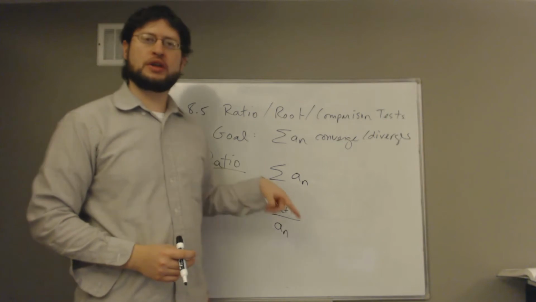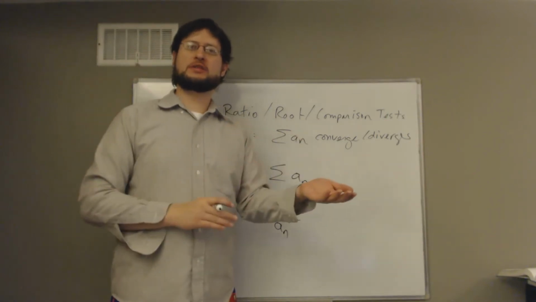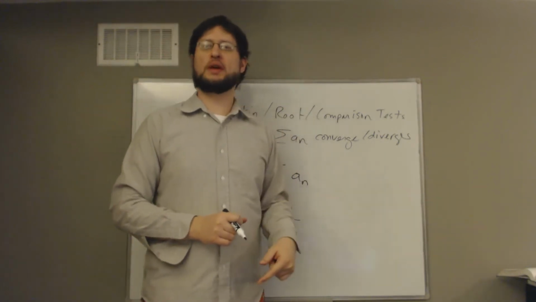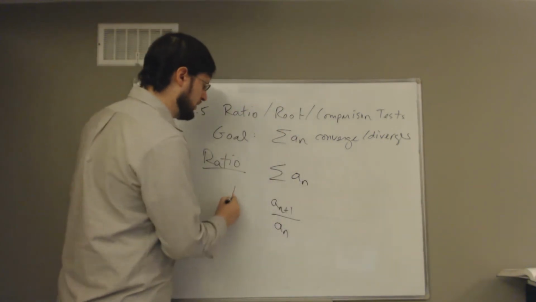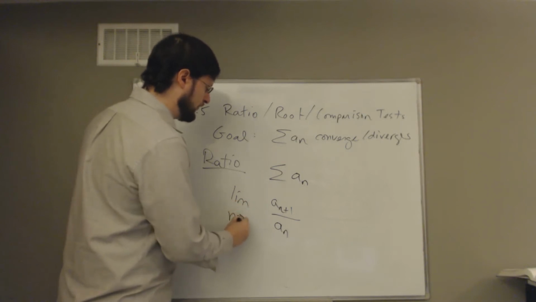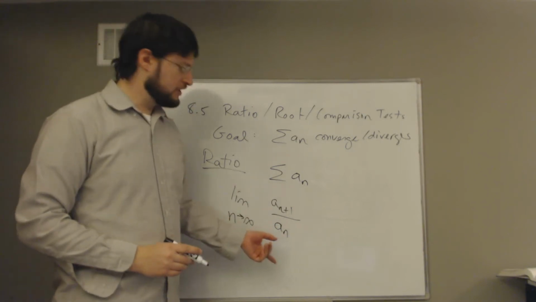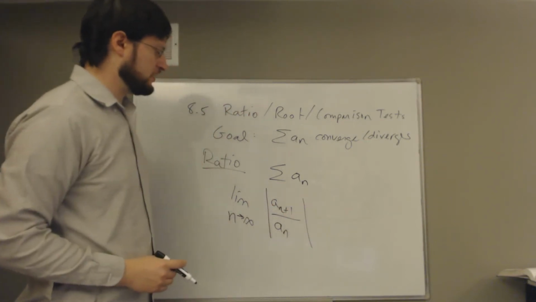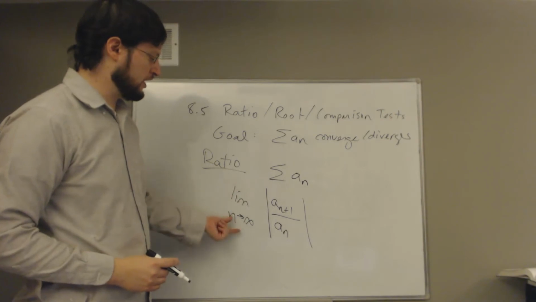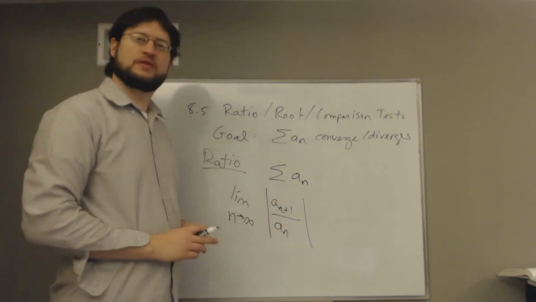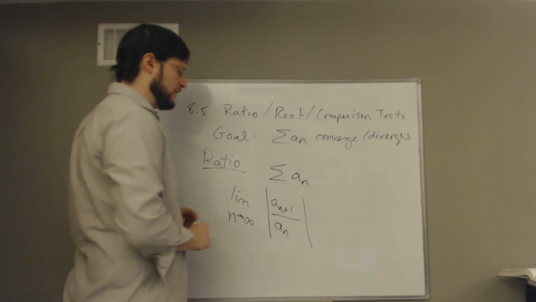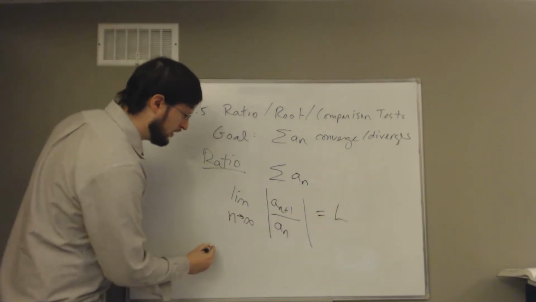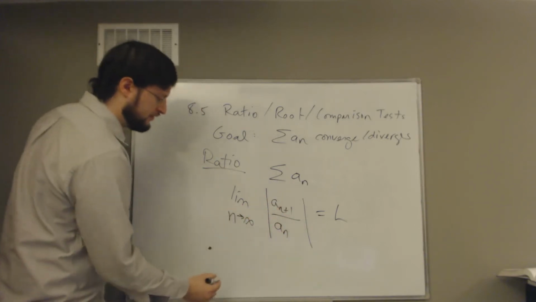I want that ratio to get small, because if that ratio gets small, that means that the series is going to zero quickly. So what I need to do is take the limit as n goes to infinity of this and see what happens. There's a couple of technical things in here. We actually need to take the absolute value. So the limit as n goes to infinity of the absolute value of a_(n+1) divided by a_n. Let's call that limit L. Since it's an absolute value, it's always a positive number.